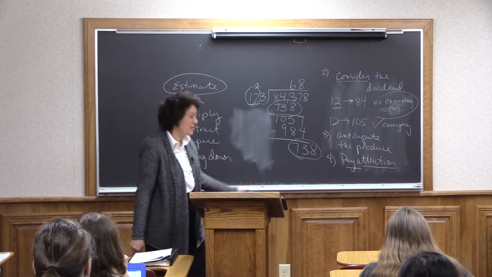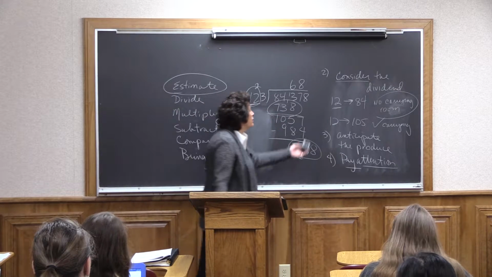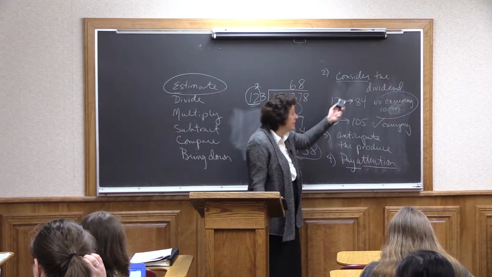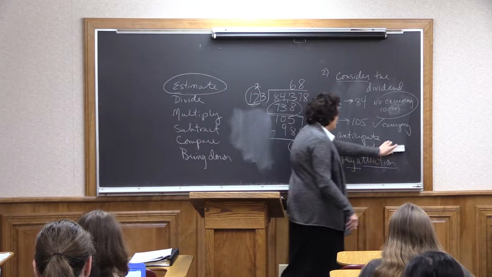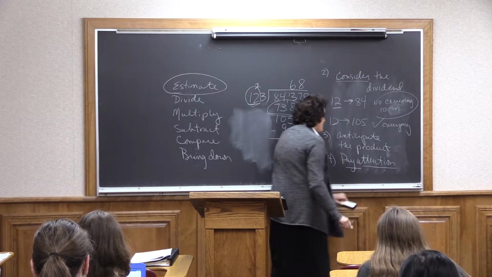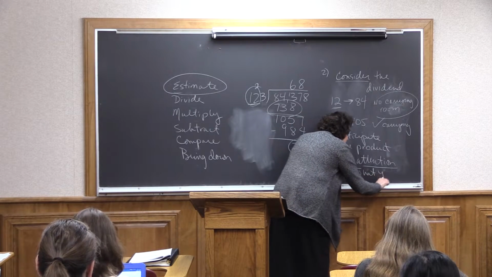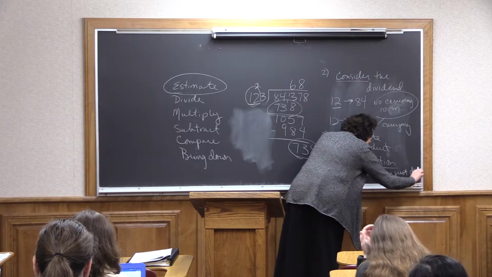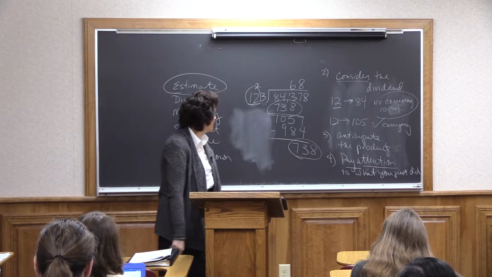But many students don't even notice that because they're not paying attention. So yes, we're going to round, but that's the starting point. Then consider the dividend. Then anticipate the product. And then pay attention to what you just used or what you just did. I already used the 6. It's going to work very nicely.